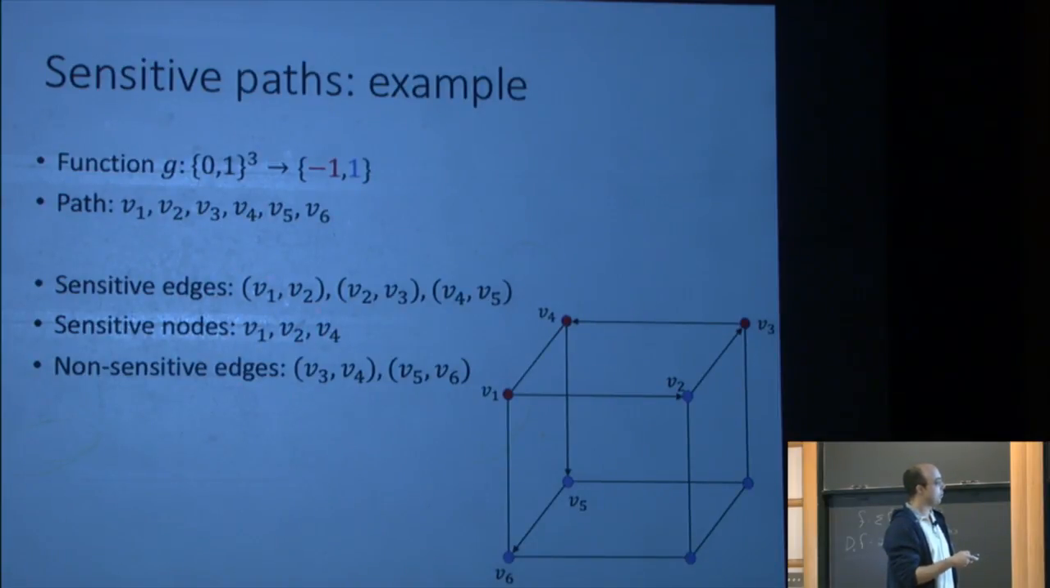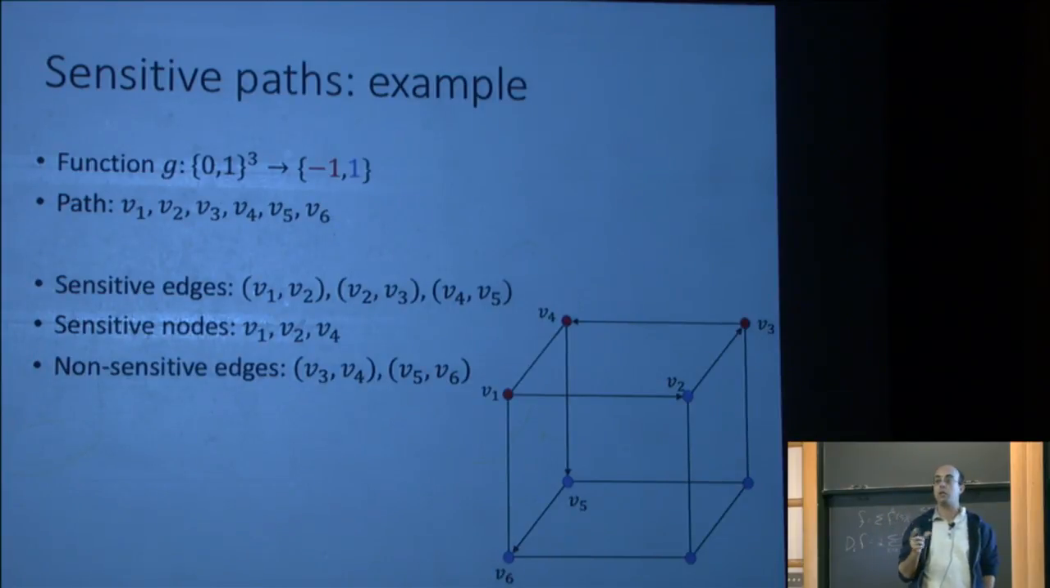So let me just define some terms. These edges where we flip values for the first time, so this one, and this one, I'm going to call sensitive edges of this path. The nodes where sensitive edges start are going to be sensitive nodes. And all the remaining edges are going to be non-sensitive edges. Non-sensitive doesn't mean that they don't flip values. It means that I don't care if they flip values or not. Okay, so here are some definitions. Any questions on this?